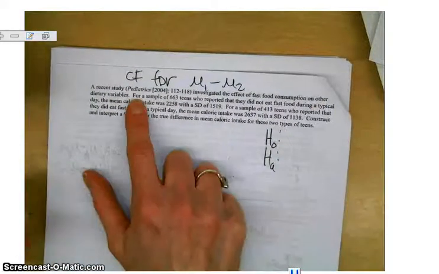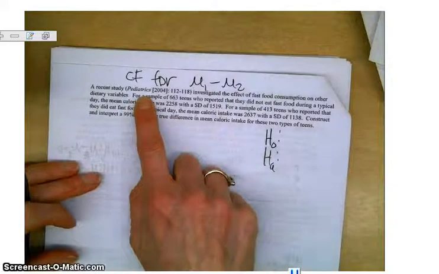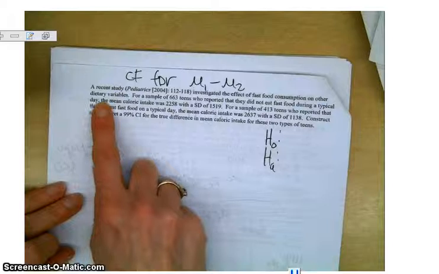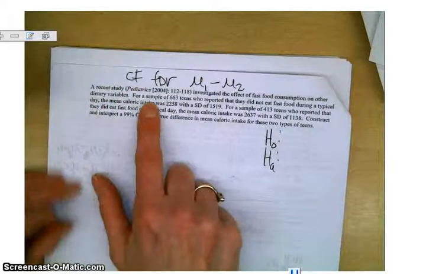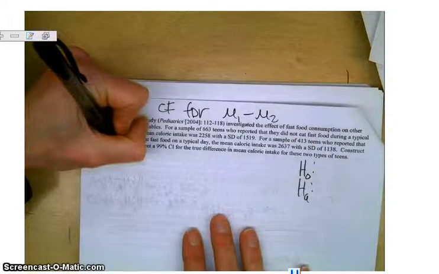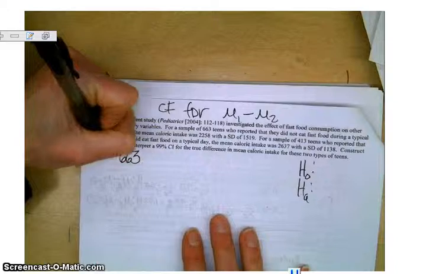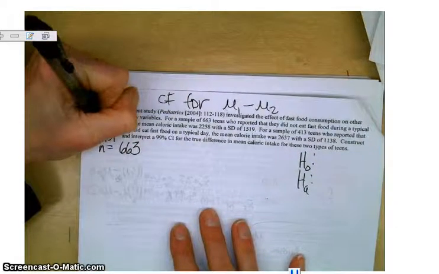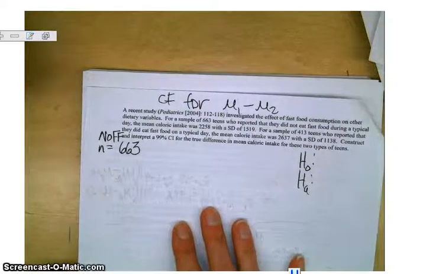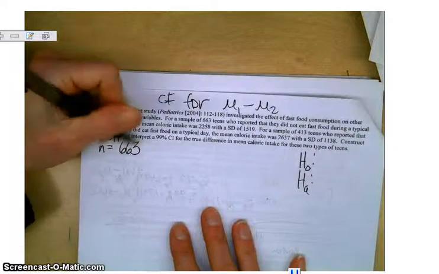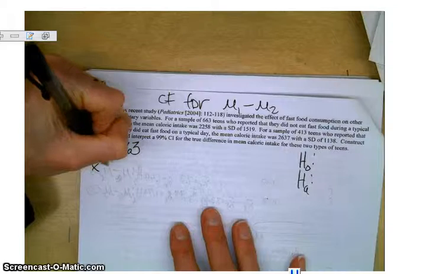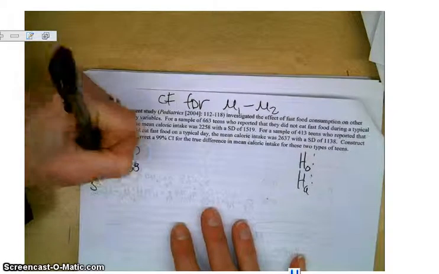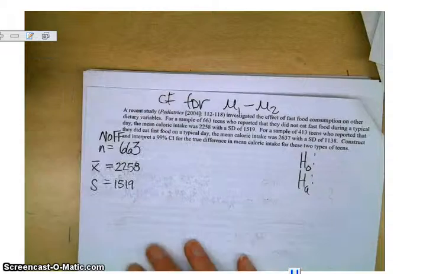So we've got a recent study in Pediatrics magazine. They investigated the effects of fast food consumption on other dietary variables. For a sample of 663 teens, we're going to call this n, who reported that they did not eat fast food, no fast food, during a typical day, the mean caloric intake, so the x bar for that, was 2,258 with a standard deviation of 1,519.